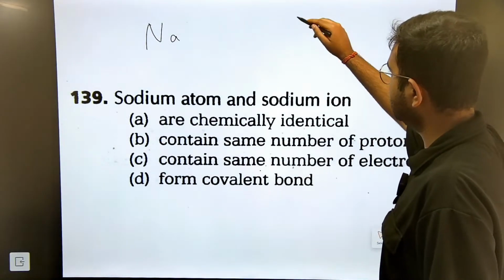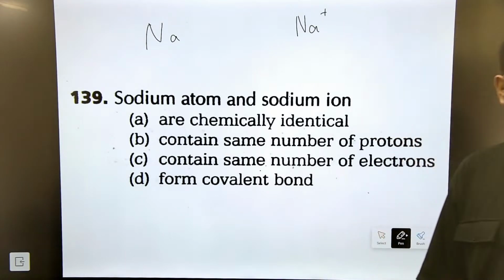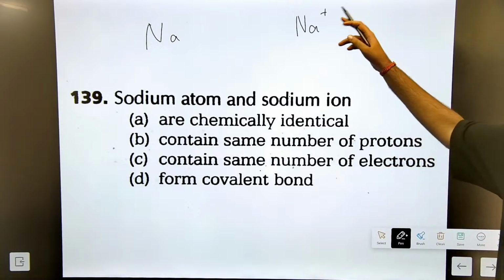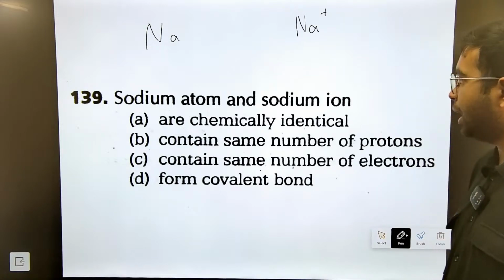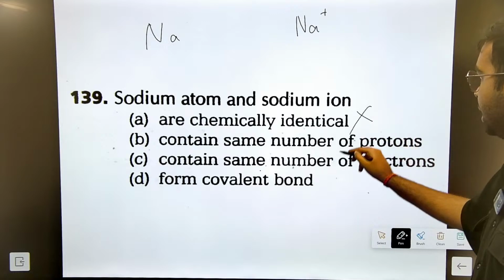Now, this is the sodium ion, Na plus. Why Na plus? Because sodium ion has given away one electron to somebody, and because of that it has one extra positive charge. ठीक है, now protons are more than electrons in it. ठीक है, now sodium atom and sodium ion, are they chemically identical? No, they are not chemically identical.